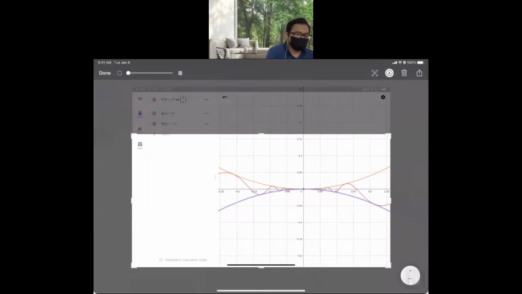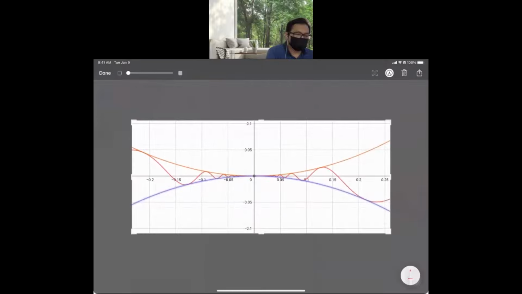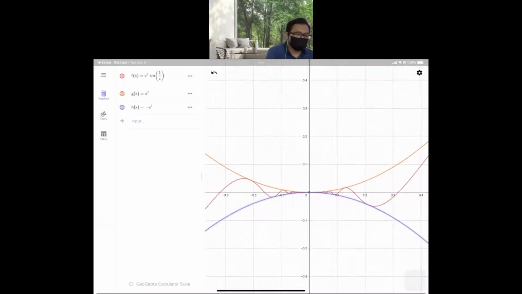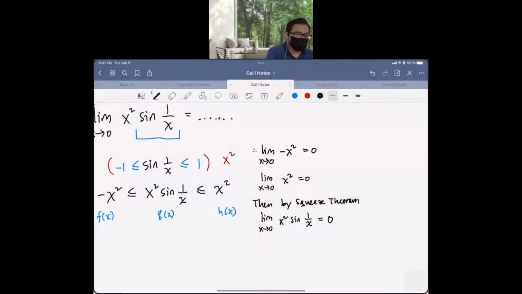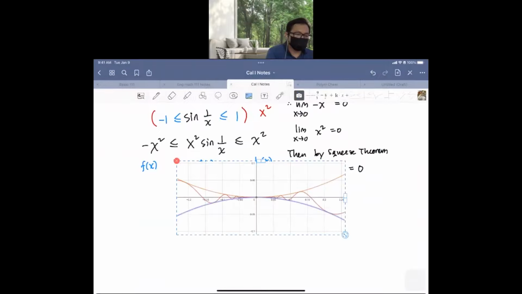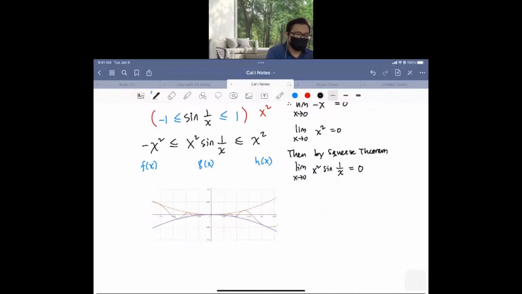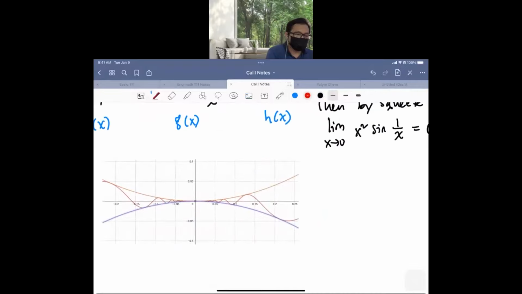Well, let's take a screenshot and put it in our notes. And let's say this is x squared, and this is negative x squared, and the middle part is our function.